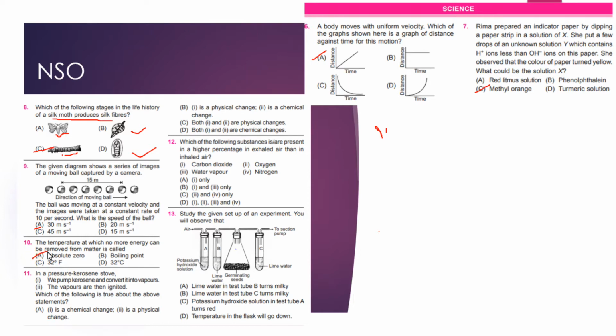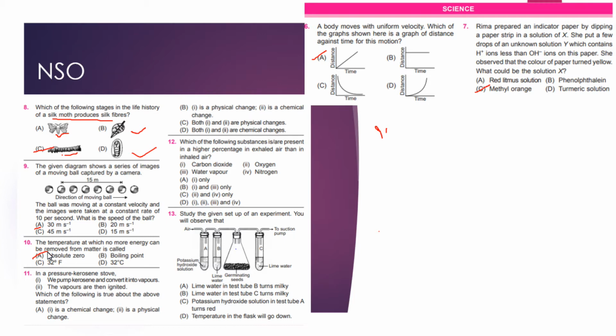In a pressure kerosene stove, we pump kerosene and convert it into vapors. The vapors are then ignited. Which of the following statements is true? One is physical change, two is chemical change. Both 1 and 2 are physical changes, both 1 and 2 are chemical changes. What might be the answer? Please guess.